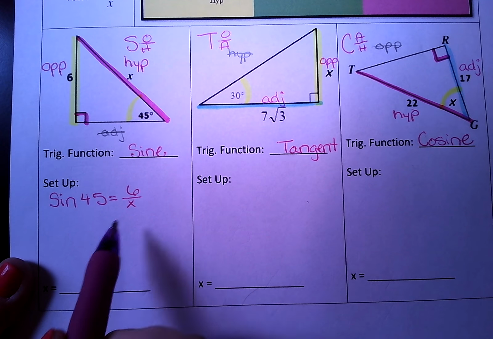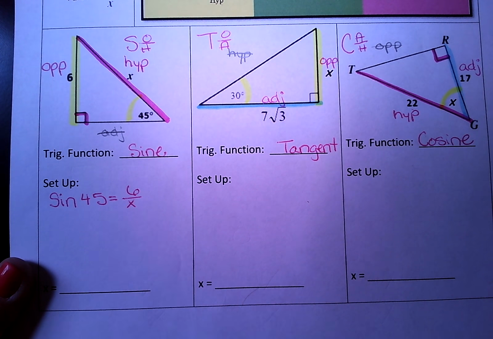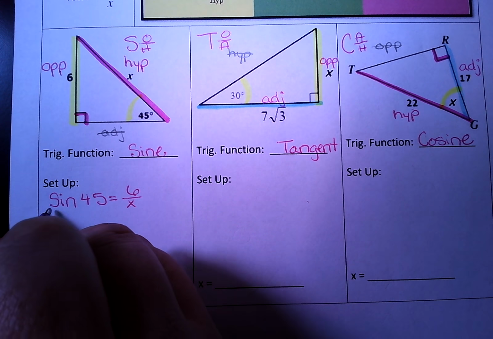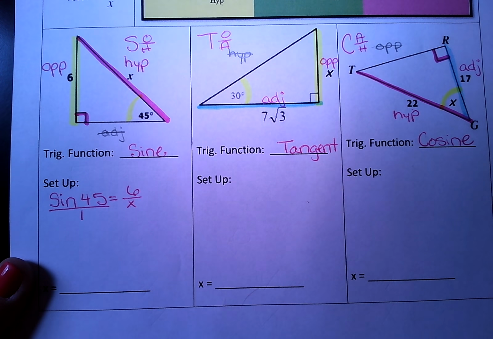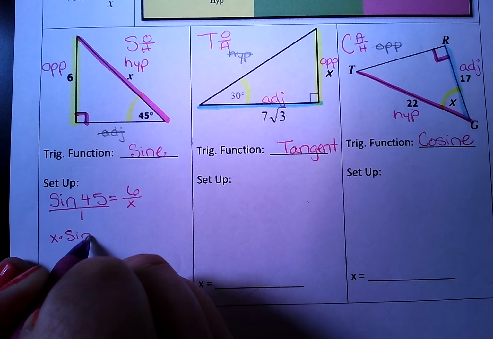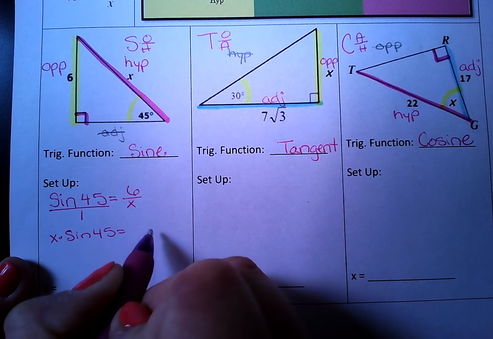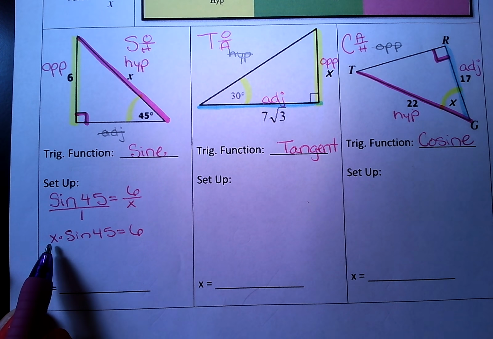In order to solve this using our algebra skills, we have to get x all by itself. Right now, x is in the denominator of the fraction. I've taught my students to set this up as a cross multiply by putting a 1 beneath the trig value. Sine 45 over 1 equals 6 over x. Now I can cross multiply. X times sine 45 is equal to 1 times 6, which is 6.